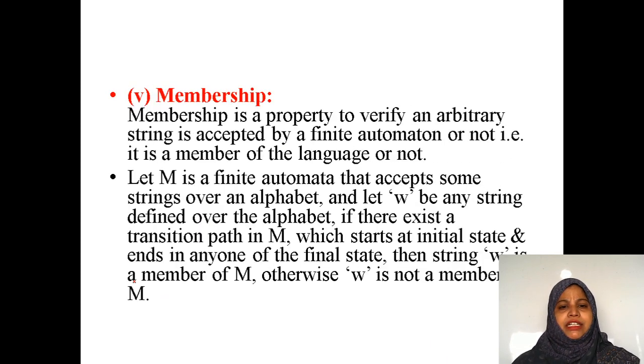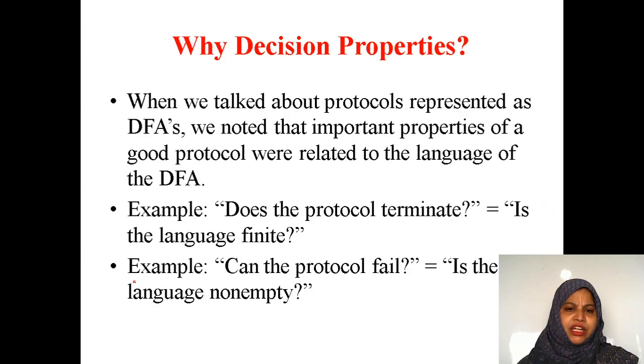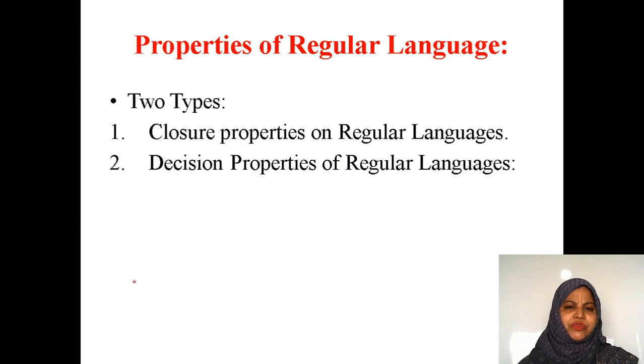These are the decision properties of the regular languages. First one is emptiness, second is non-emptiness, then finiteness, infiniteness, membership and equality. These six are the decision properties of the regular languages. With this, decision properties of the regular languages is completed. Generally, properties of the regular languages are divided into two parts: first the closure properties of the regular languages, and second the decision properties of the regular languages. With this, properties of the regular languages is completed.